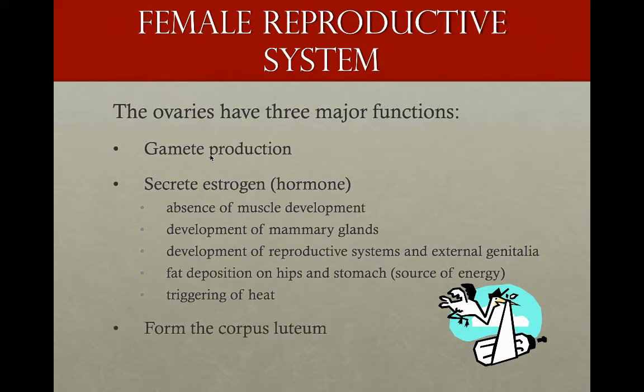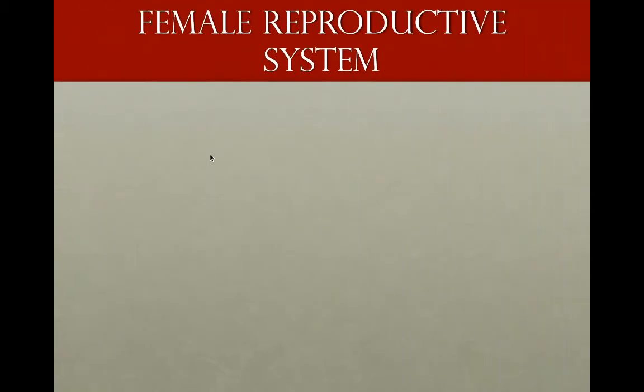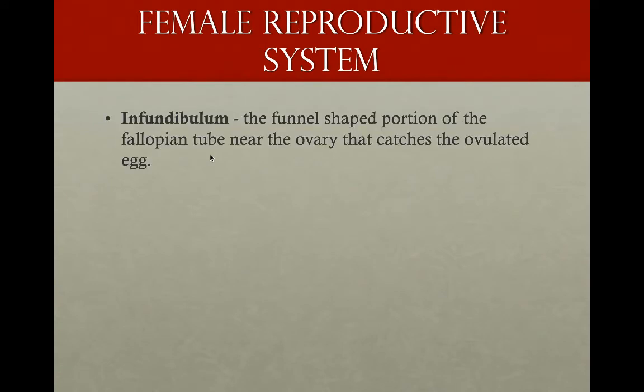In addition to the functions of the ovary that we've just mentioned, forming the corpus luteum, as we just saw in the previous picture, the site that the egg was released from the follicle is another important function because there's some hormones associated with the corpus luteum. The infundibulum, let's move to the next part of the system.